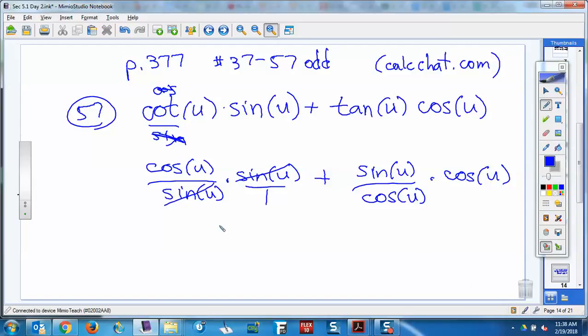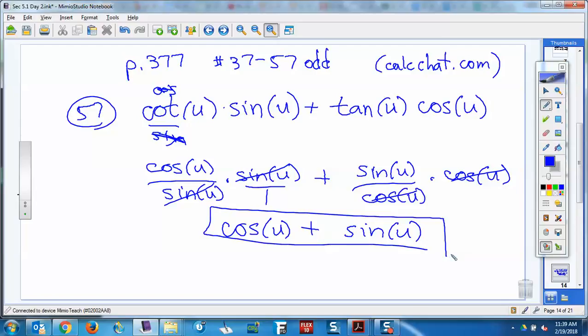Signs cancel. Remember, when we're multiplying fractions, we can cancel top to bottom. We don't get common denominators, not when we're multiplying or dividing. When we're dividing, we multiply by the reciprocal. We flip it. So this becomes cosine u, and here the cosines cancel, and this becomes sine u. And that's it. That does not equal 1. We can't square those. We can't turn that into cosine squared plus sine squared. That doesn't work. Okay? You can't do that. That's it. You're just done.